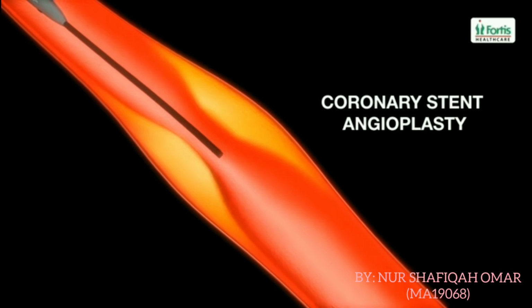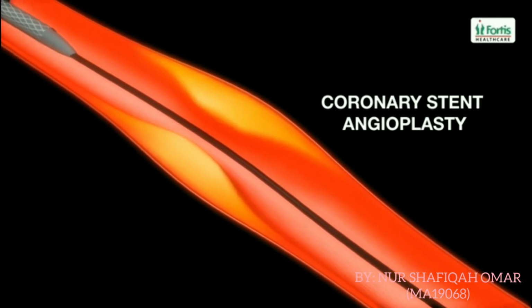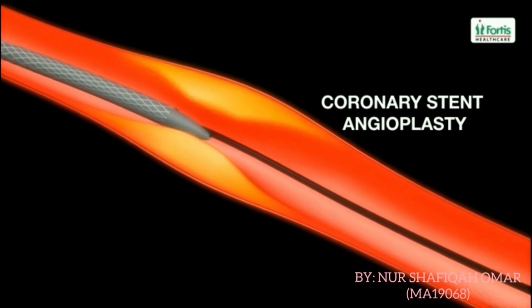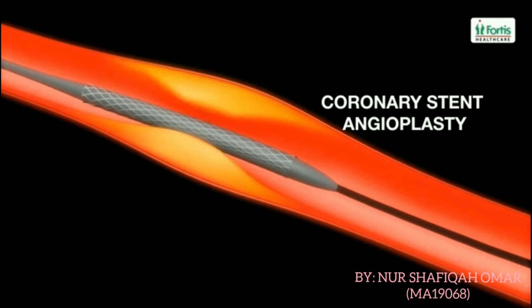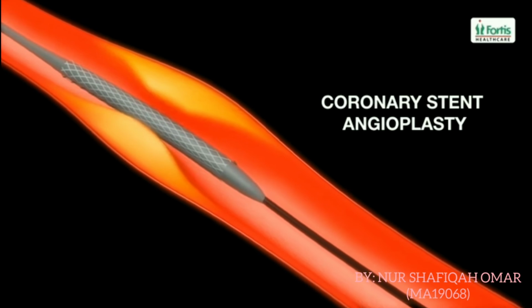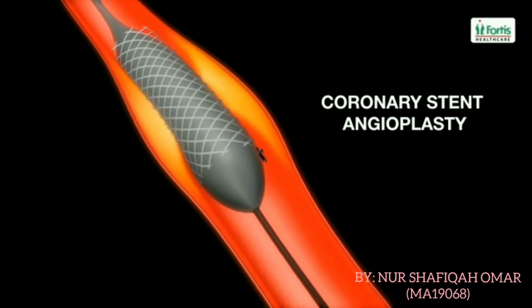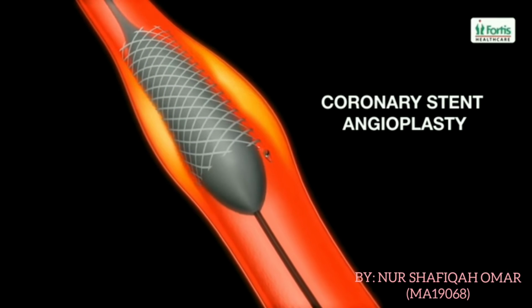For coronary stent angioplasty, another tube with a balloon will be threaded through the artery. A stent will be wrapped around the balloon. Then the balloon will be inflated, which will cause the stent to expand against the wall of the artery. The balloon is then deflated and pulled out of the artery with the tube, but the stent stays in the artery.